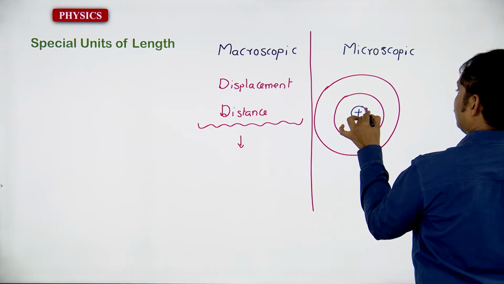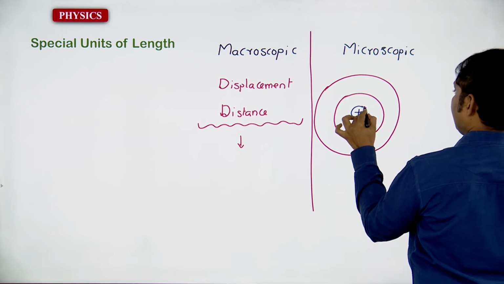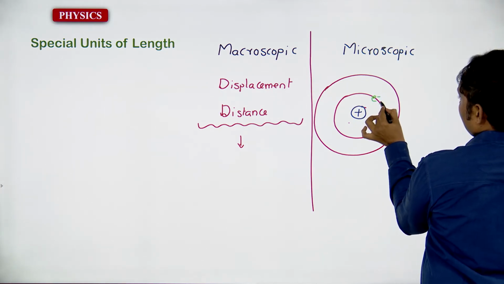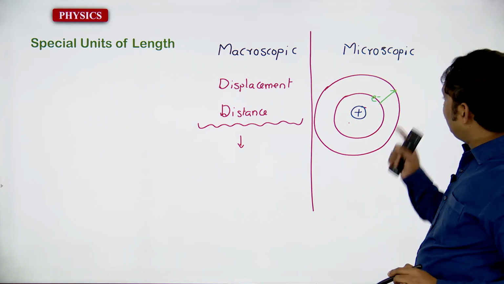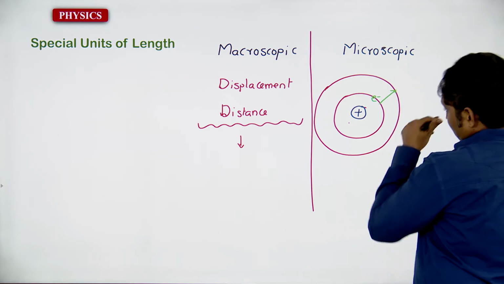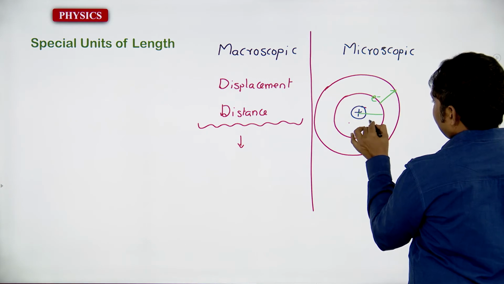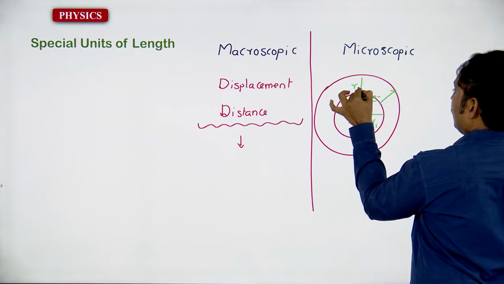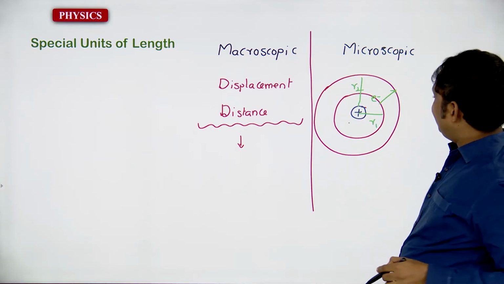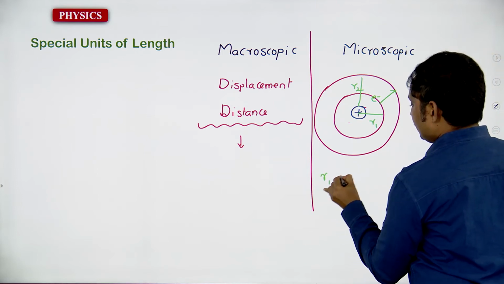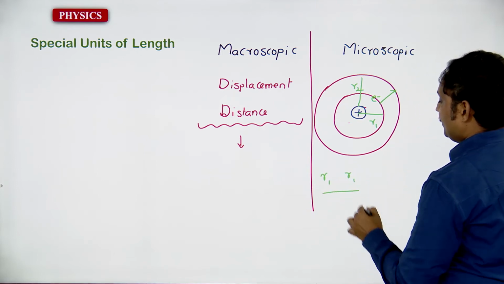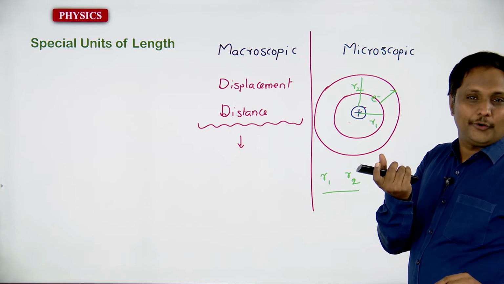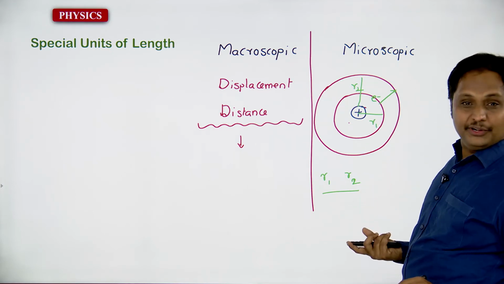So this is the nucleus, just we have to see. You will get the electron which is going to be excited. Now this is going to be the first orbit, R1, and this is going to be R2. Now easily you can find out that R1 and R2 are the radius of the first orbit and the radius of the second orbit. You have to take a special unit for them.